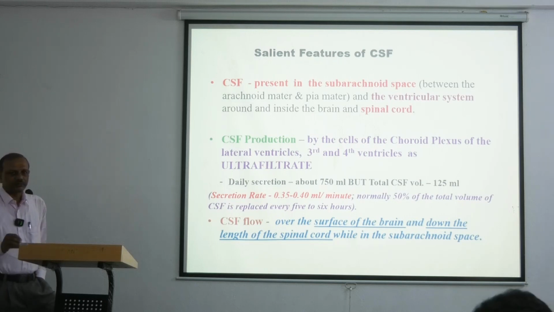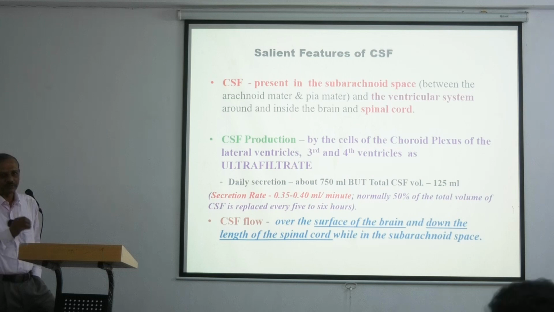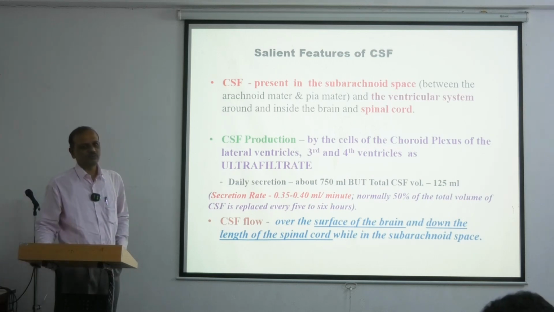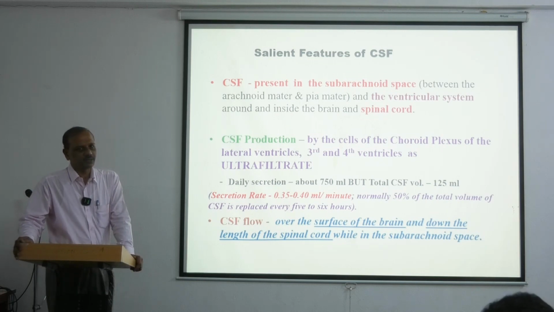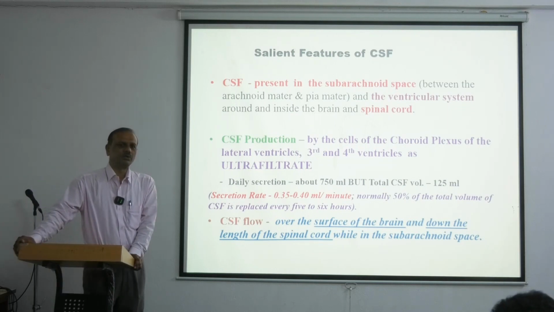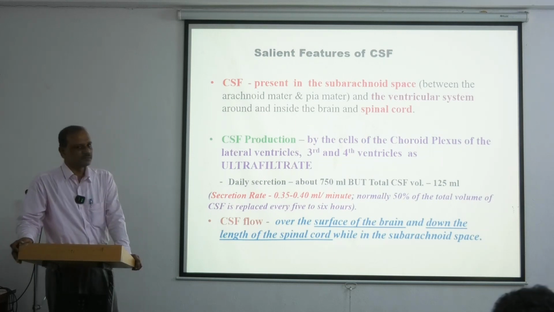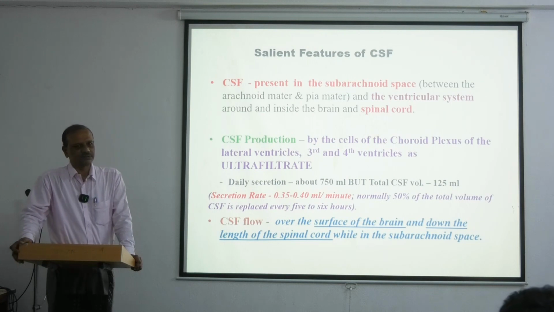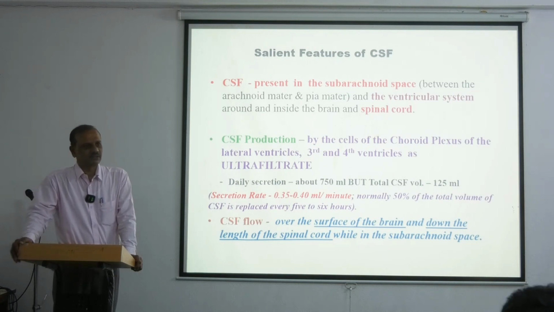Where is CSF produced from? CSF is produced by the choroid plexus. The ependymal lining overlies the choroid plexus, from where this CSF is produced. This choroid plexus is somewhat like a glomerulus. Since the two lateral ventricles are bigger in size, the maximum amount of CSF is produced by the lateral ventricles, and also by the third and fourth ventricles.